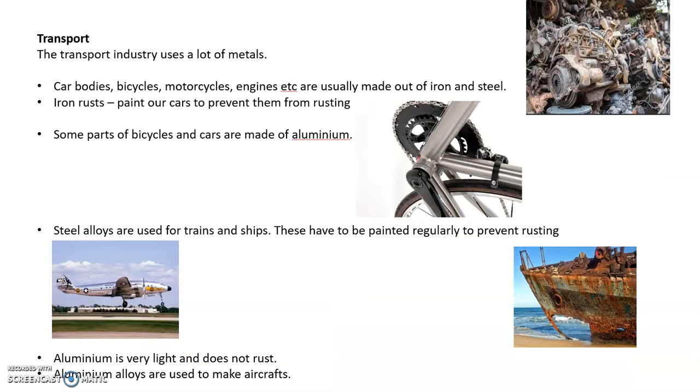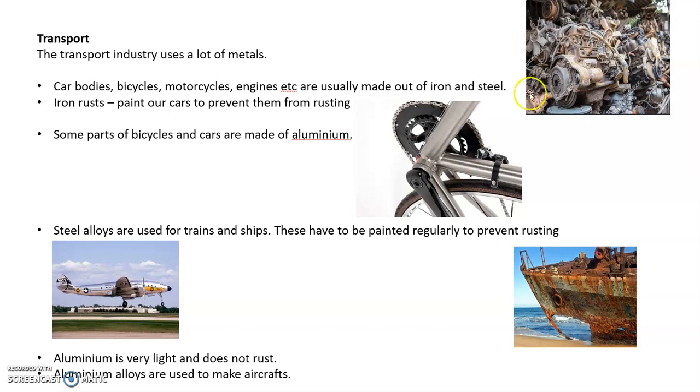Okay, our next one is the transport industry. The transport industry uses a lot of metals. As you can see, this is an engine, and an engine is found in cars, and cars are part of transport. So without metal, we will not have cars. And I'm sure you can see that this engine here is starting to rust. It's been taken out of the car and it's been exposed to weather elements. Can you see the rust coming out there?